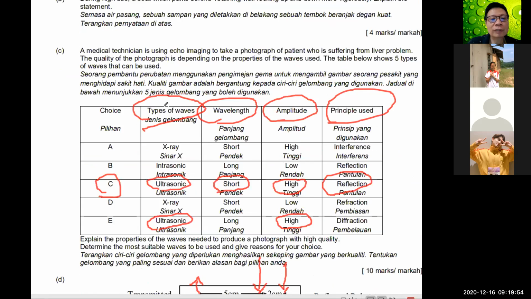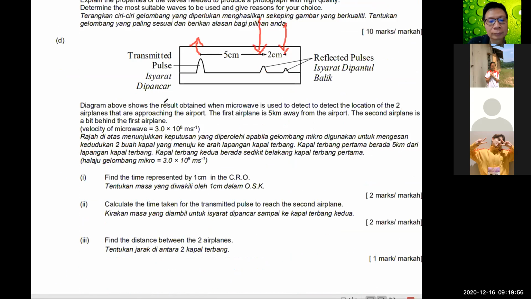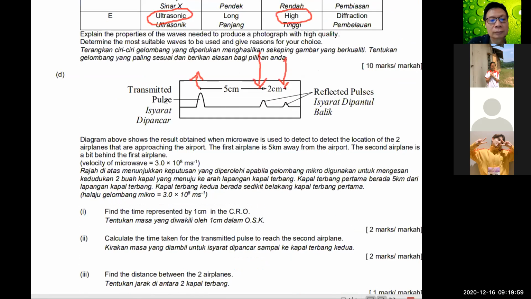Any other additional information given? Oh, yes. Now it's here. The first aeroplane is 5 kilometers away from the airport. It's given already, so meaning that this is a distance now. Okay, 5 kilometers away from the airport. So you have the distance already. And the sound here now is 5 cm more. 5 cm means go and come back, means 10 kilometers already, you know.